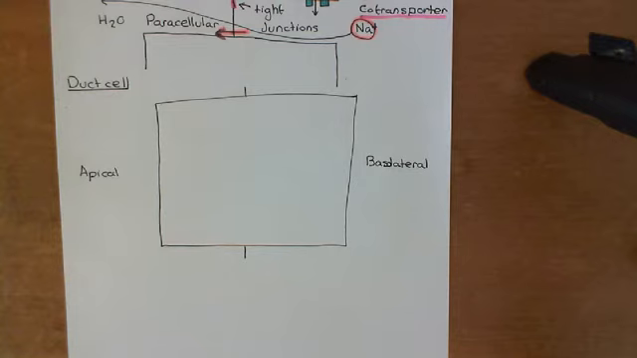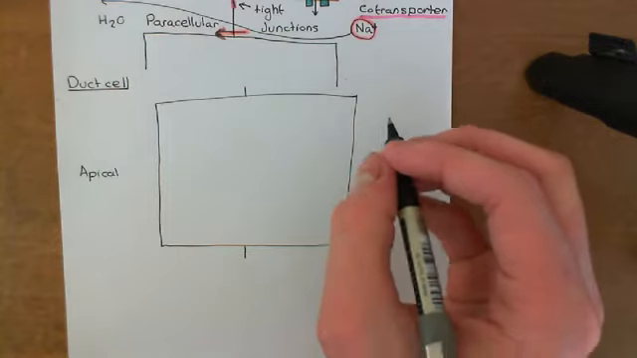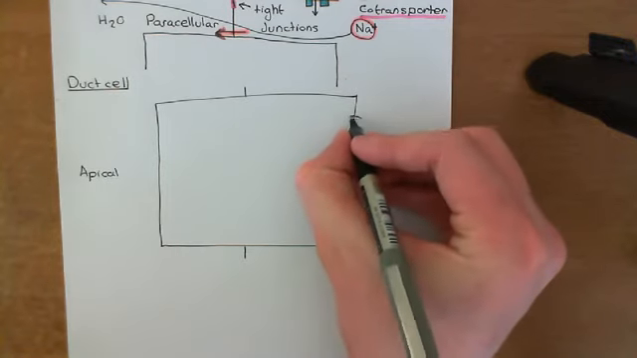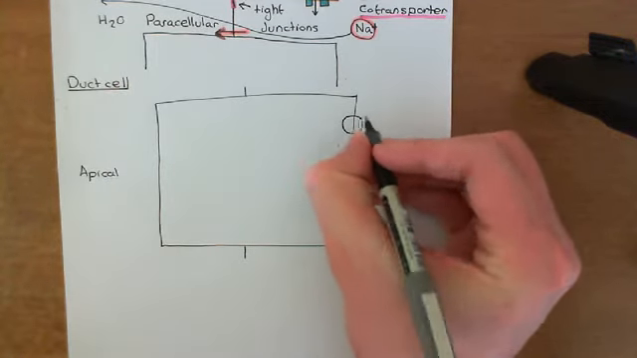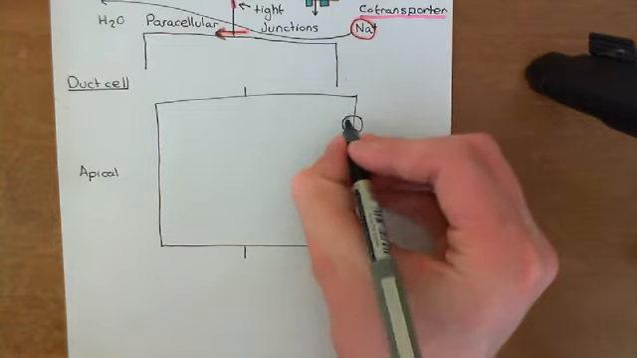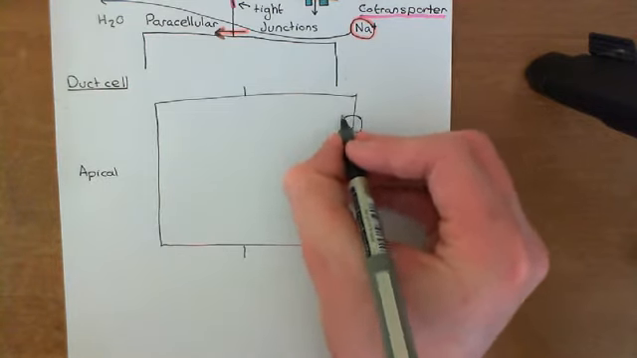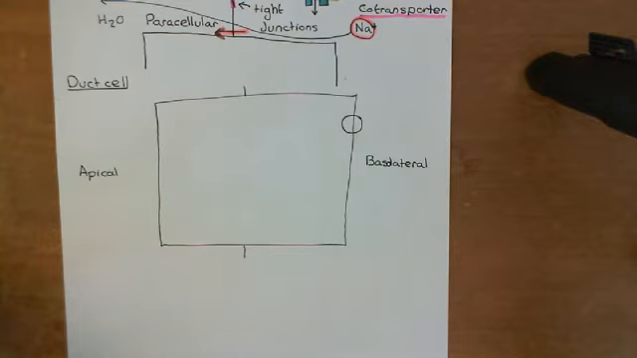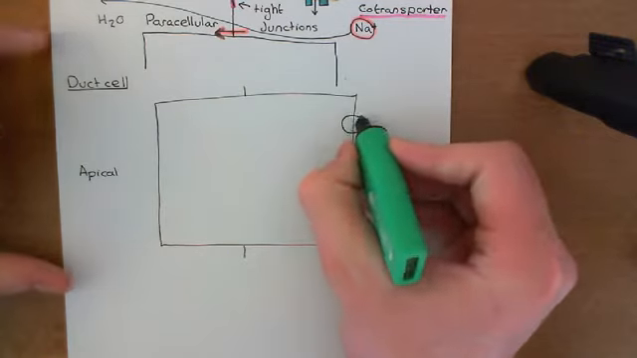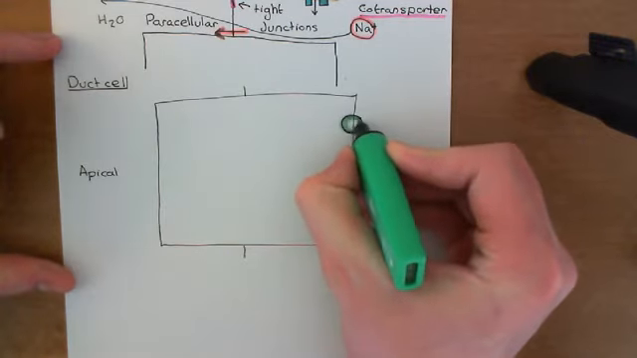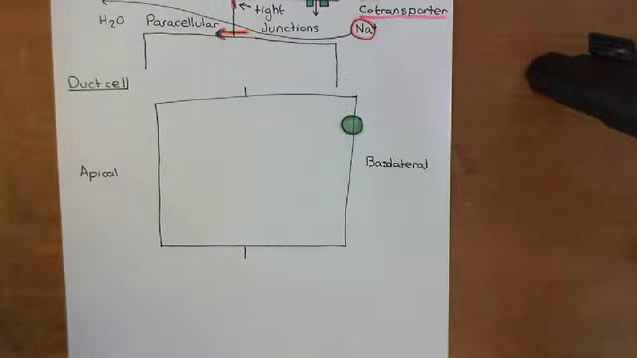Right, so let's now discuss how these cells are going to absorb the sodium chloride from the solution that is passing through the duct. Okay, so the first thing to say is that once again you have sodium-potassium pumps on the basolateral membrane here. Okay, so I'll just colour this in the same colour. So in green here, this is a sodium-potassium pump.